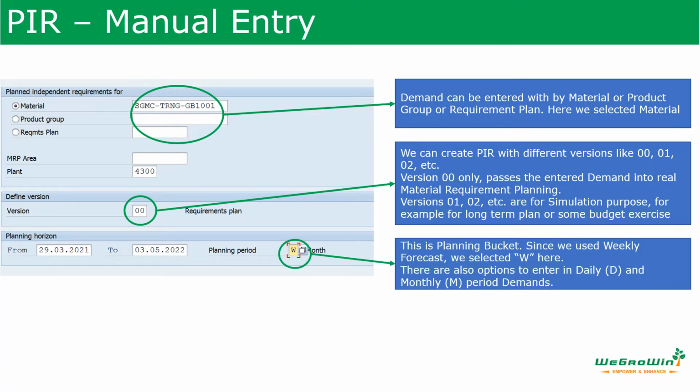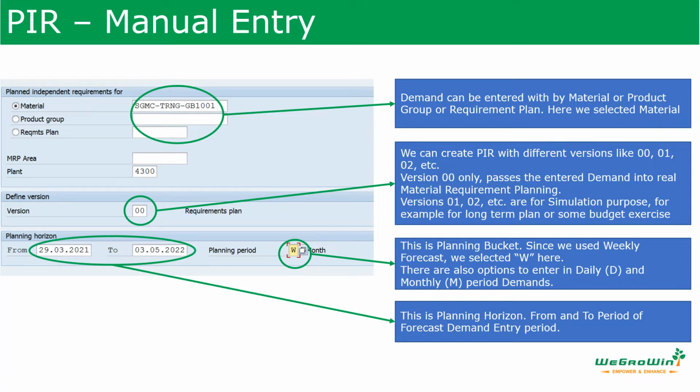Now this is the planning bucket. Since we are planning the forecast or the demand on a weekly basis, here we selected W as the planning period. There are also options to enter a daily planning bucket or a monthly planning bucket. And this is the planning horizon. Planning horizon means the period for which we are entering the demand or PIR. The selected dates show that we are planning to enter the demand from 29th March until 3rd May 2022.